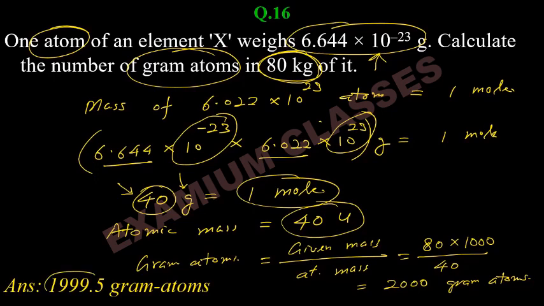So this is the exact value, because here I approximated it as approximately 40. If you calculate exactly, it will be slightly less, 1999.5, which is approximately equal to 2000. Go through all the steps. If any step is not clear, let me know which step is not clear.